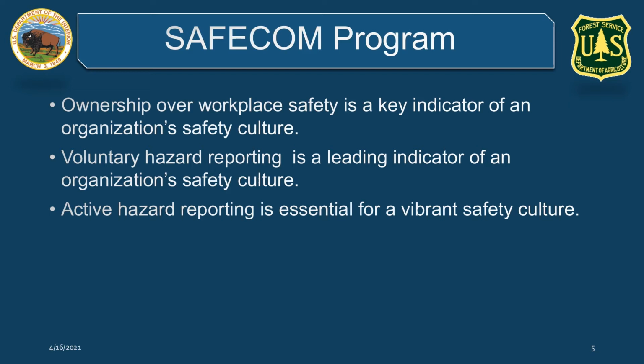Ownership and voluntary reporting are key indicators of an organization's safety culture. Active hazard reporting is essential for a vibrant safety culture. Having and developing an awareness of these things that may be hazardous and taking ownership of those hazards and communicating them to the organization is what world-class organizations do to reduce accidents.